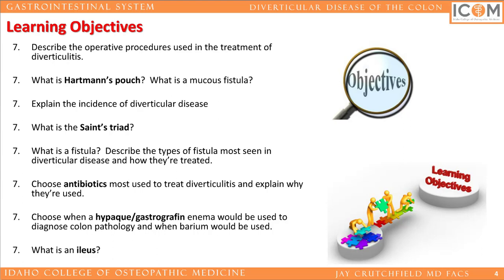Number 11, what is a fistula? Number 12, describe the types of fistula most commonly seen in diverticular disease and how they're treated. In addition, we'll choose, number 13, which antibiotics are appropriate to treat diverticulitis, and number 14, whether to use barium or a Gastrografin enema to diagnose colon pathology, and more appropriately, when barium should be used rather than Gastrografin. And number 15, what is an ileus?